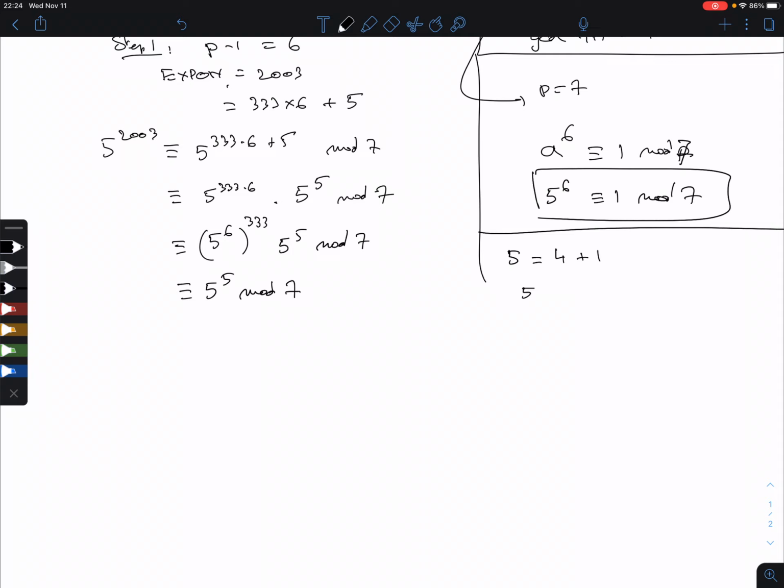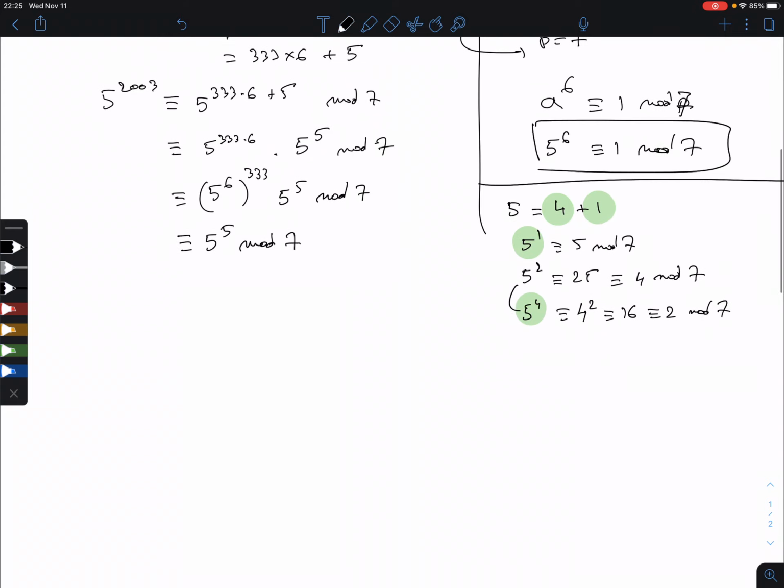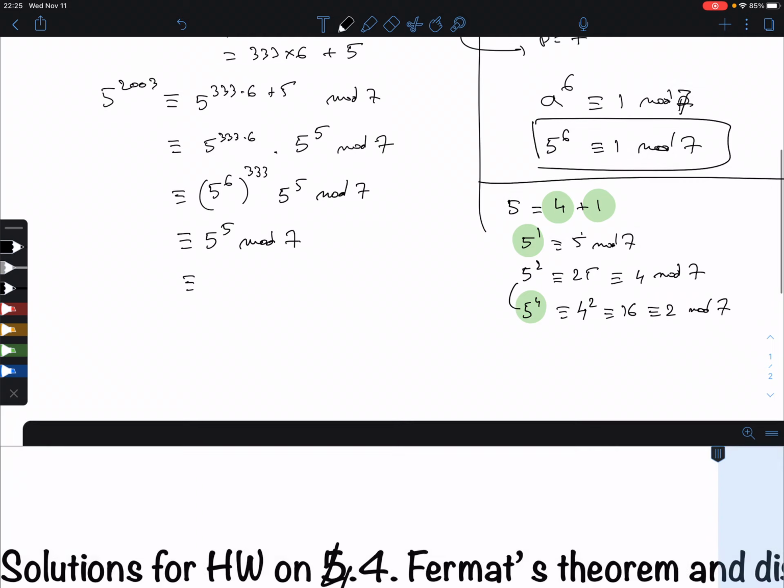So we have 5. Then we have 5 squared, that is 25. That's 5 to the power 2, right? 25 mod 7, that is 4 mod 7, right? Because 21 plus 4. Now we square again. If we square that, we get 5 to the 4th. If we square 4, we get 16, which is 2 mod 7. Okay? So we have found this, and this of course is just 5 mod 7. And what we have is 4 and 1, so it's only these two that we're going to combine.